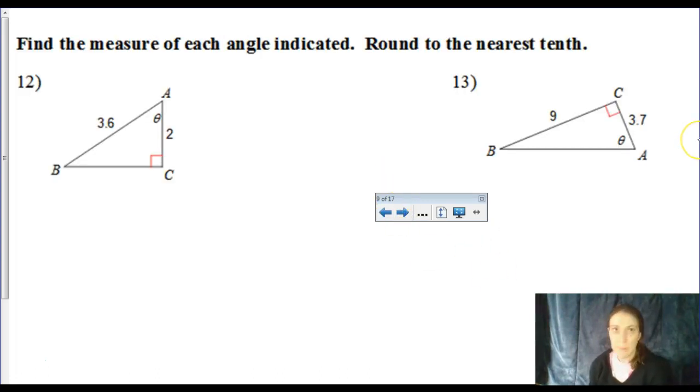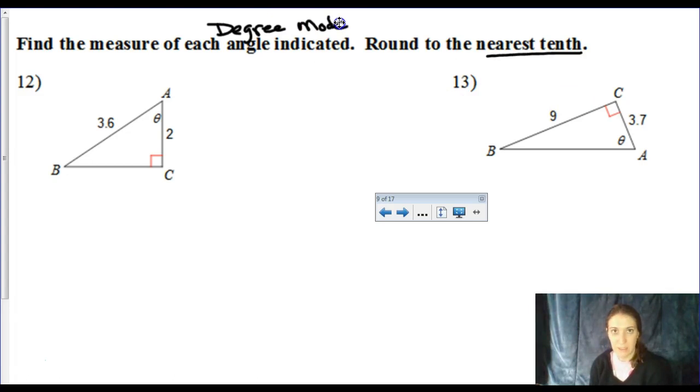So here, find the measure of each angle indicated. What we're going to do is set up our right triangle trig ratio, and then use an inverse function on our calculator to come up with the angle, rounding to the nearest tenth of a degree. First thing I want you to do is make sure that your calculator is in degree mode.